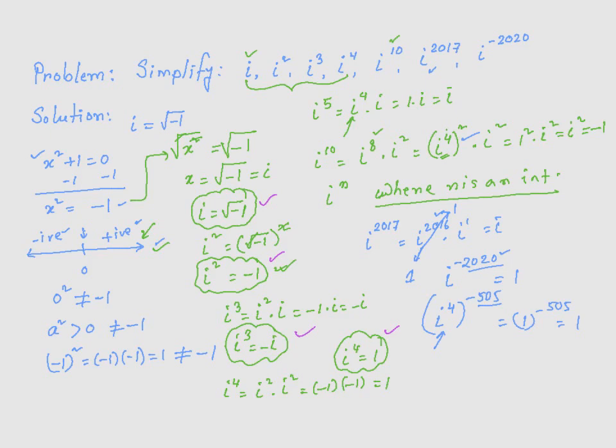So keep in mind the important parts, which are these: i is the square root of negative 1, i square is negative 1, i cube is negative i, and i to the power 4 is 1. And if you know these four values and use the property that i to the power 4 is equal to 1, you can simplify any i to the power n where n is an integer.